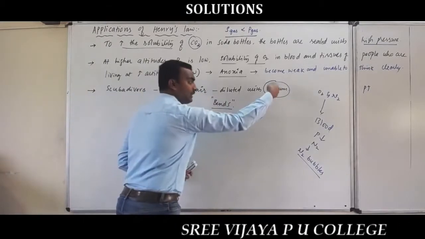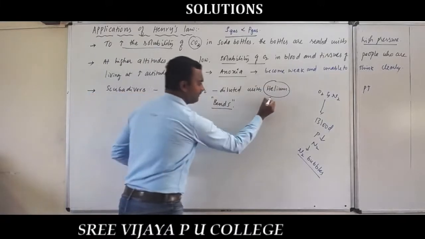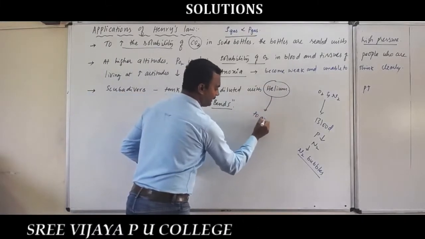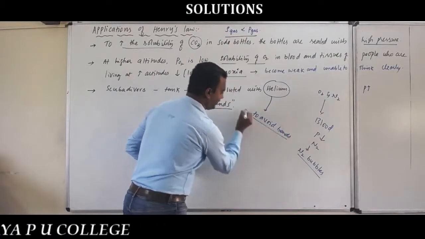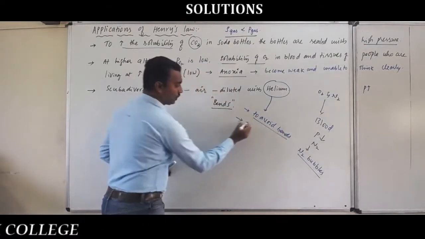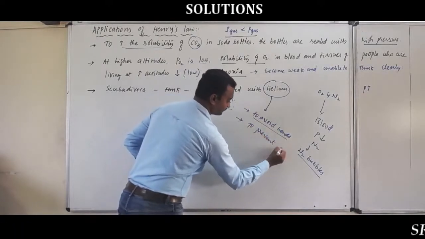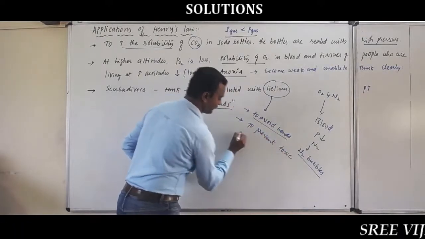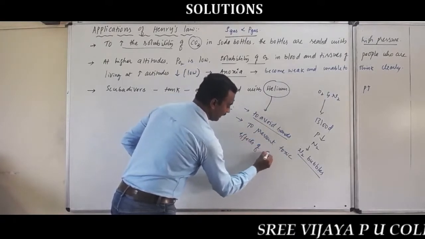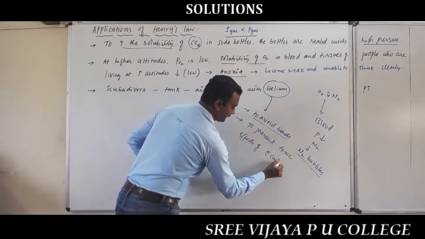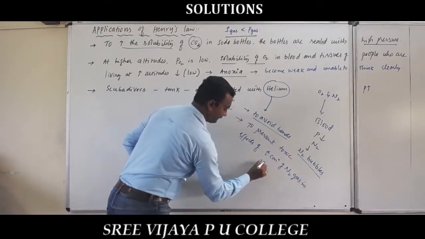Scuba divers carry the tank which consists of air, and that air is diluted with helium to avoid this. So why are they carrying the helium? That is to avoid bends, and one more, to prevent the toxic effects of higher concentration of nitrogen gas in blood.